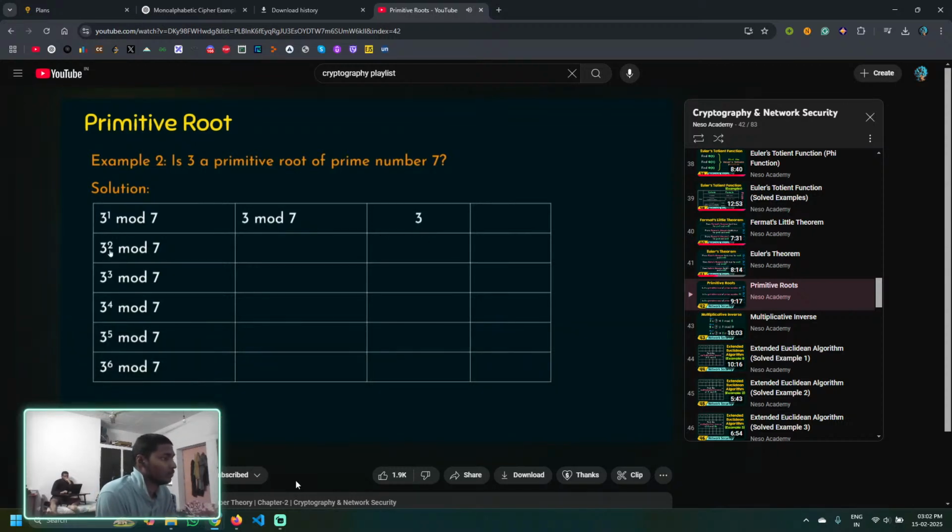3 power 2 mod 7, 3 square is what? 9. So 9 mod 7, when you simplify this, we get 2 as the result. What is 3 power 3? So 3 power 3 can be 3 power 2 into 3 power 1, isn't it? We got 3 power 2, which is 2. We got 3 power 1, which is 3. So 3 power 3 can be 2 into 3, right? So 2 into 3 is 6. So we get 6 mod 7. So 6 mod 7 means the remainder is 6.